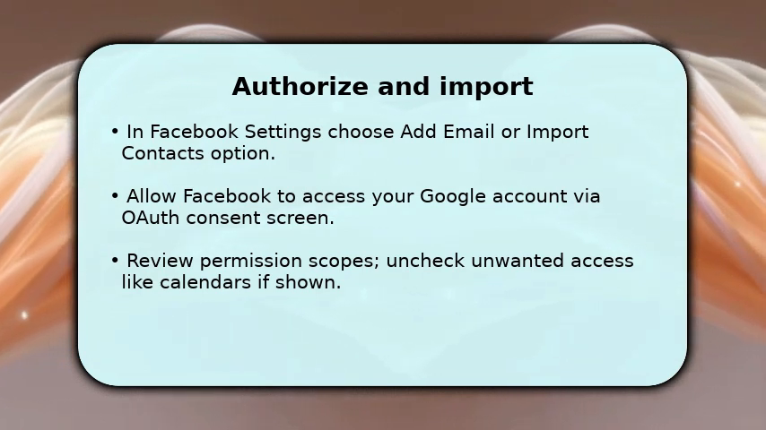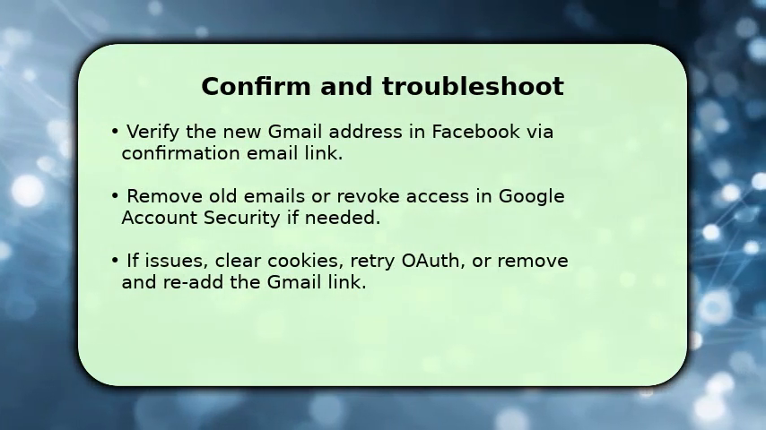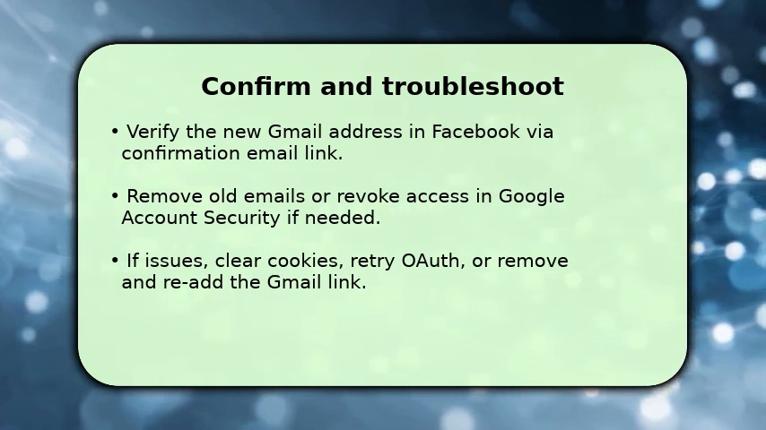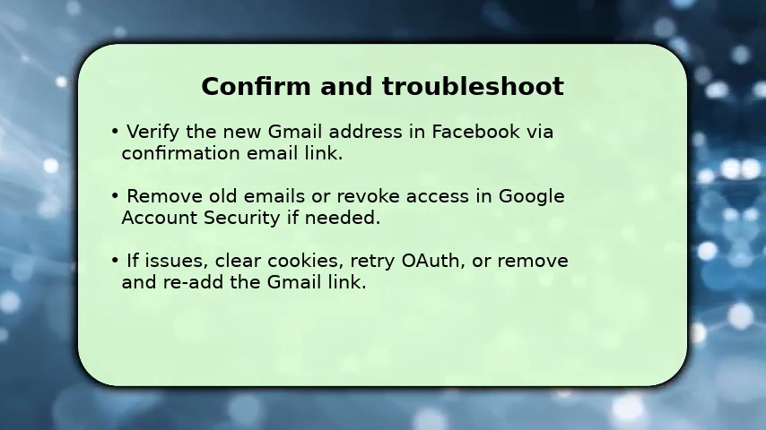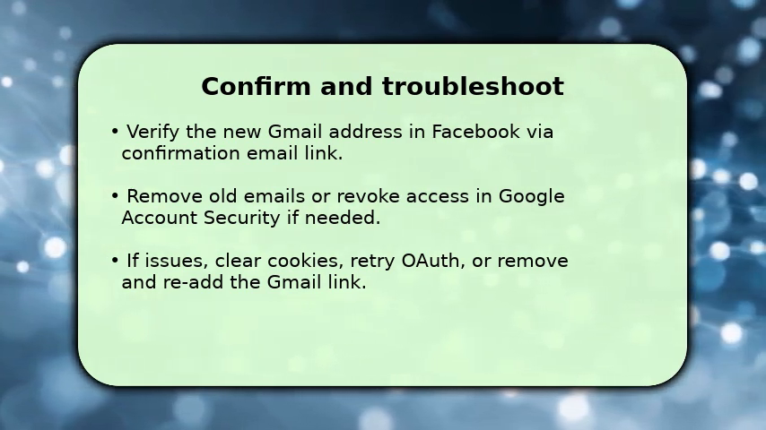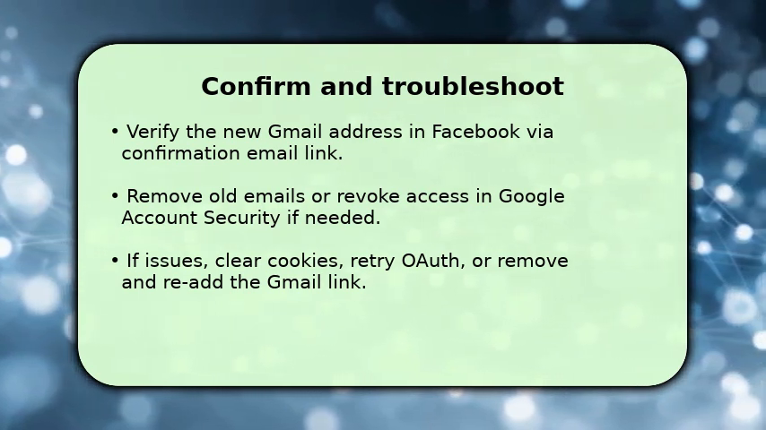Finish by confirming Gmail on Facebook. Open the confirmation email Gmail sends and click the verification link so Facebook marks the address as confirmed. Then clean up, remove outdated email addresses in Facebook, and if you granted broad access, go to your Google account security page and revoke specific app permissions you don't want.